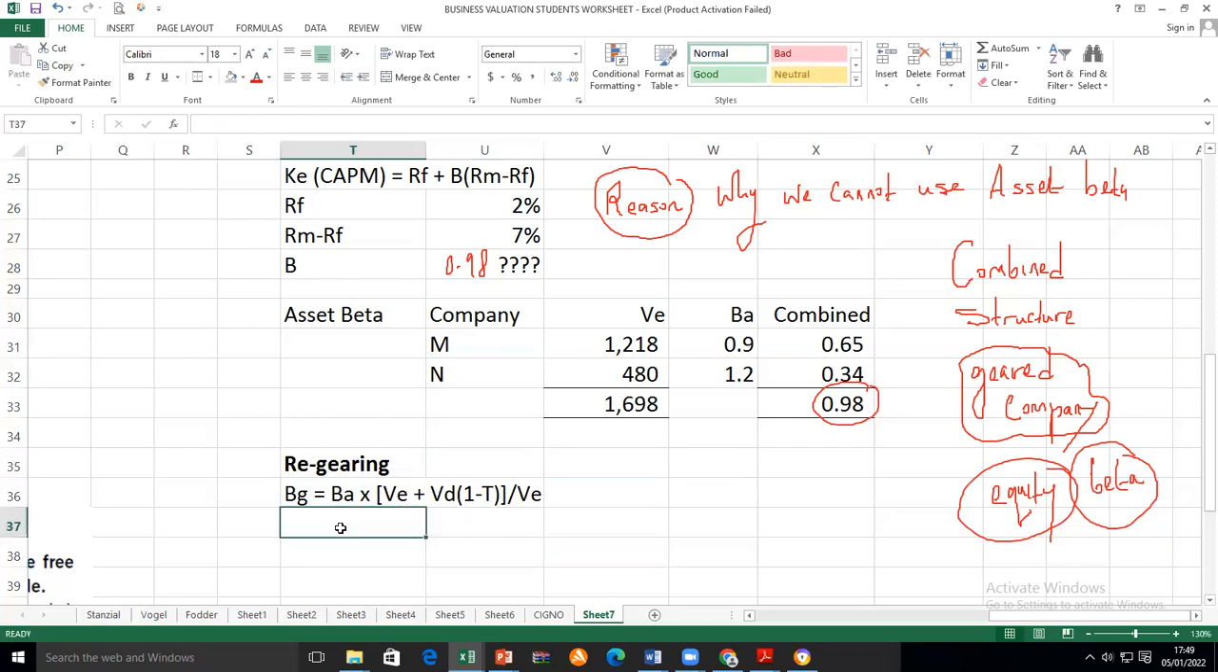So, in our case then, this is 0.98 multiplied by, what's the value of equity? 60 plus 40 brackets 0.8. Okay. Then we divide the whole thing by 1 by 60.